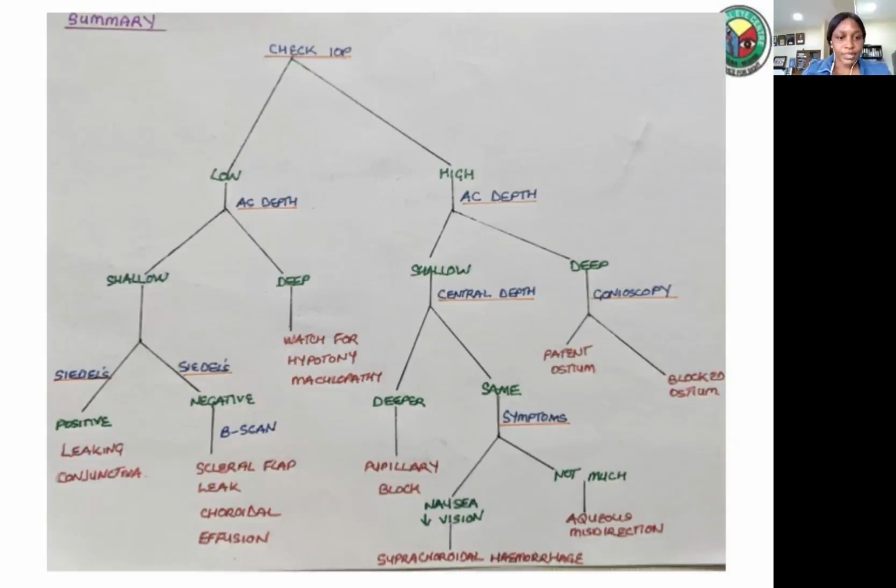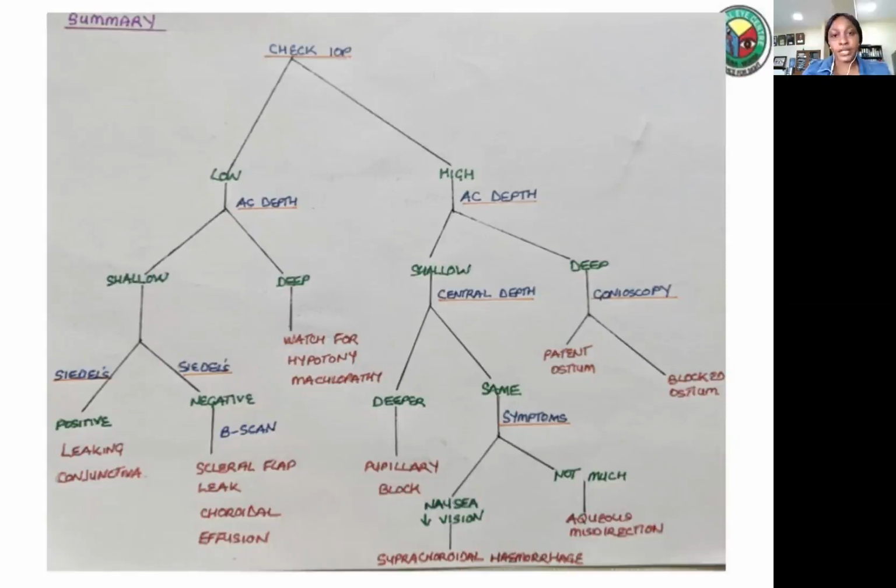A positive Seidel's test occurs in a leaking bleb, and the leak can be due to the conjunctiva, so that's usually the buttonholing or posturing of the conjunctiva, or it can be from the sclera, which was not well closed, and you see that. Now, when the Seidel's test is negative, then most likely there's some form of choroidal effusion, and you check that. Now, if AC is deep, then you watch for signs of hypotonic maculopathy.